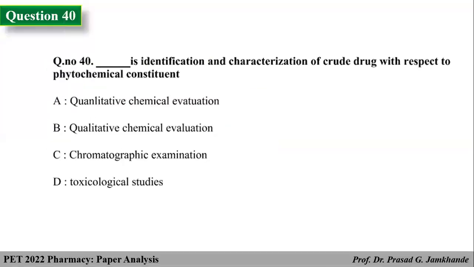Next, dash dash is used for identification and characterization of crude drug with respect to phytochemical constituents. If you want to identify the phytoconstituents or phytochemicals, we generally prefer the qualitative test of chemical evaluation, not the quantitative test. So for qualitative determination of phytoconstituents, we use qualitative chemical evaluation. So the correct answer is the first one. Chromatographic examination is also the wrong answer, and D, toxicological studies, is also the wrong answer.